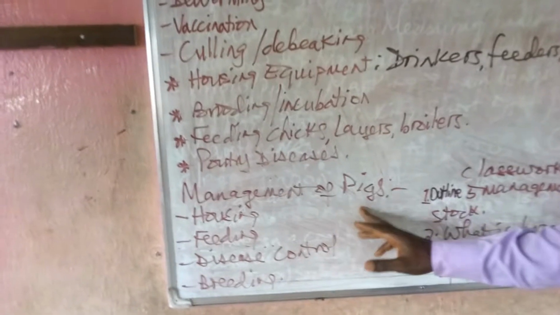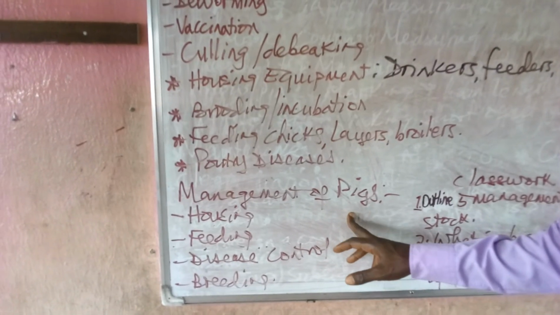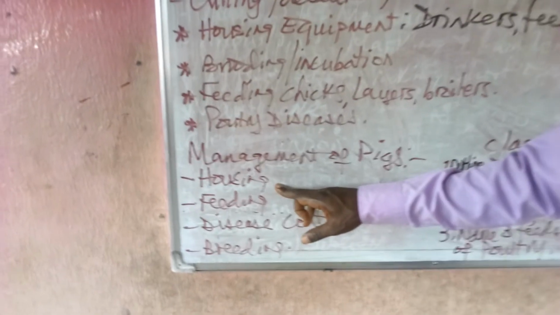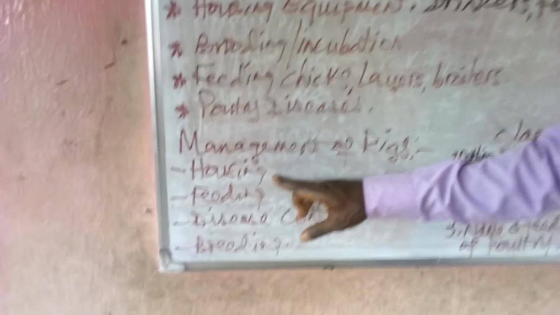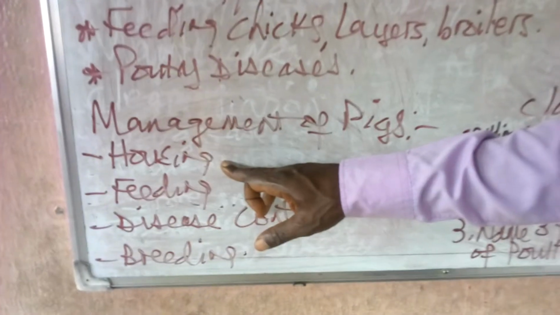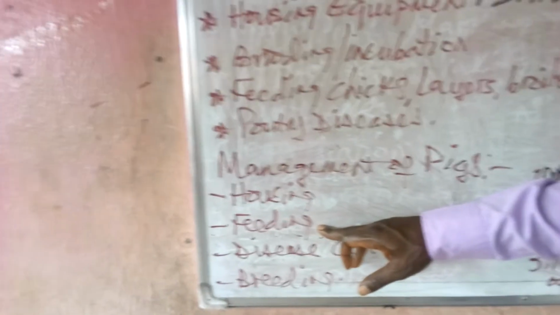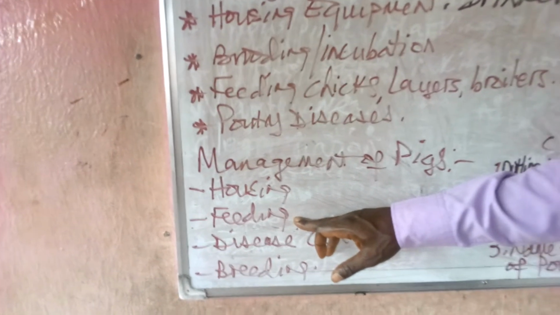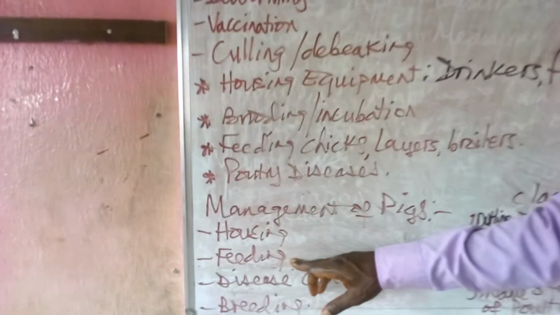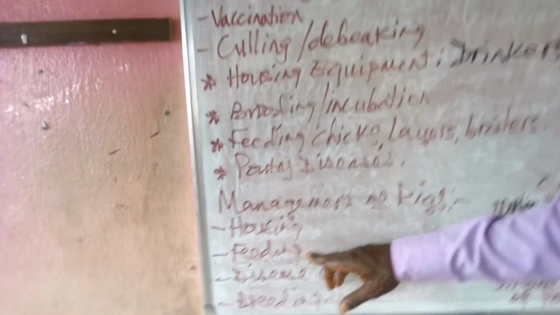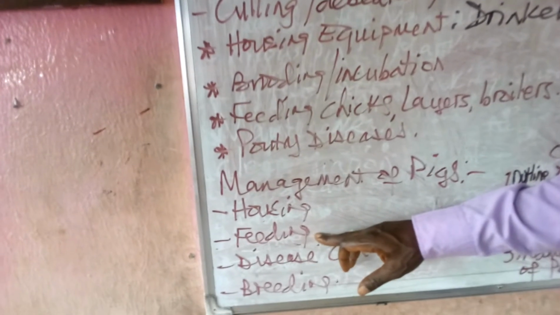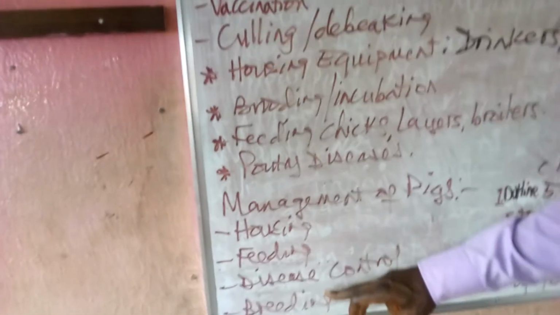Then management of pigs. How do you manage pigs? Their housing is different from that of poultry and goats. Their housing has to be wet with some mud in it because pigs like water very much. And the feeding of pigs. Pigs are monogastric animals. That means they are non-ruminants. So you have to feed them with concentrate feeds so that their stomach, which is a simple stomach, will be able to digest the feed that they are eating.